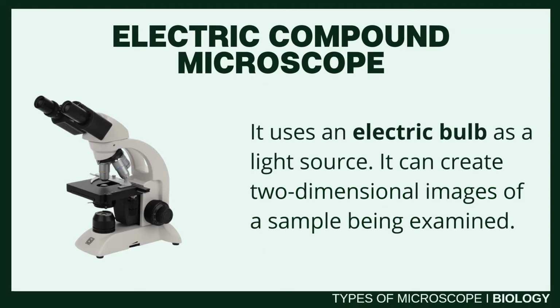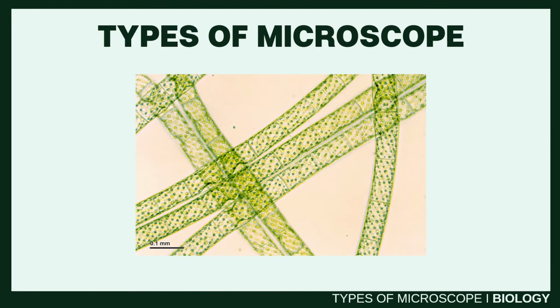On the other hand, the electric compound microscope uses an electric bulb as light source. A 2-dimensional image of the specimen can be examined using this microscope. This is an image of a specimen observed using a compound microscope.